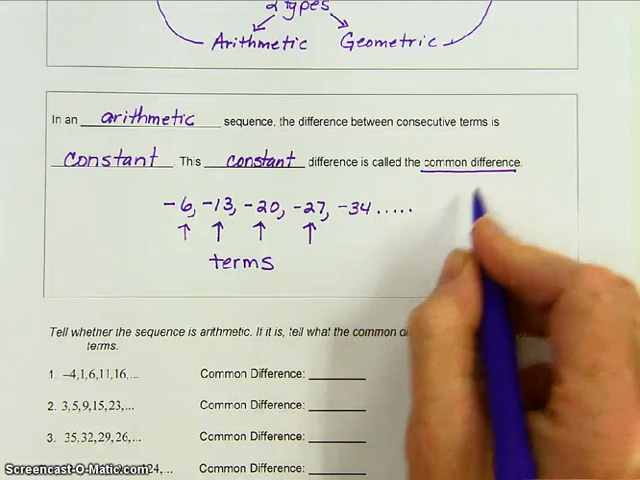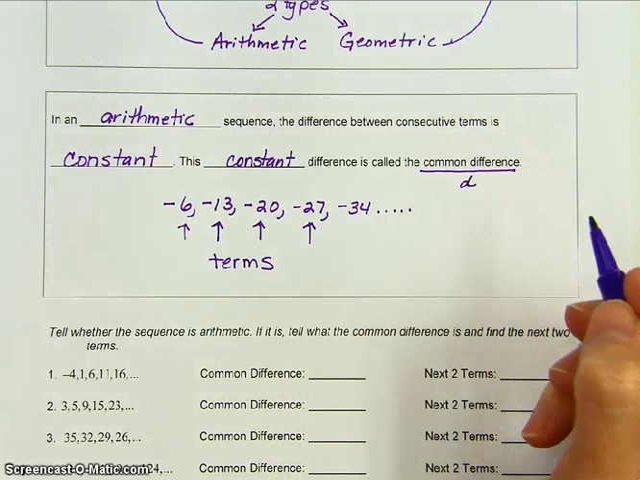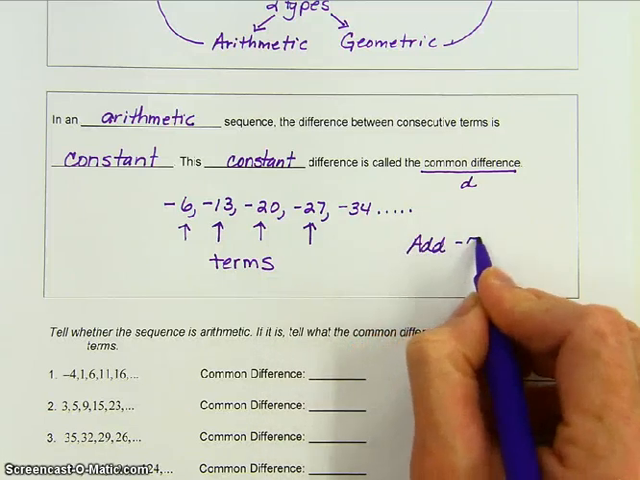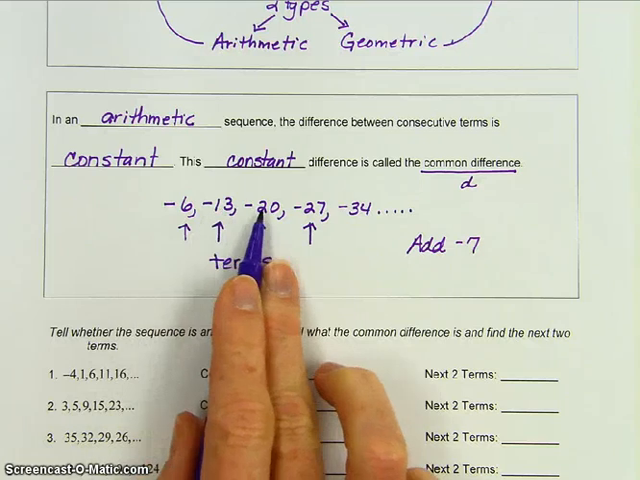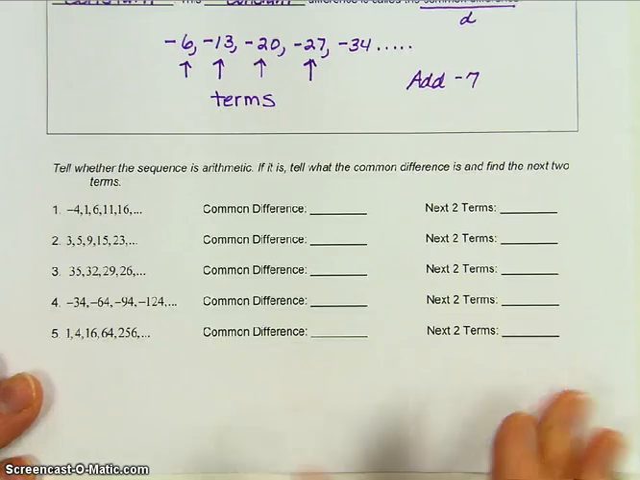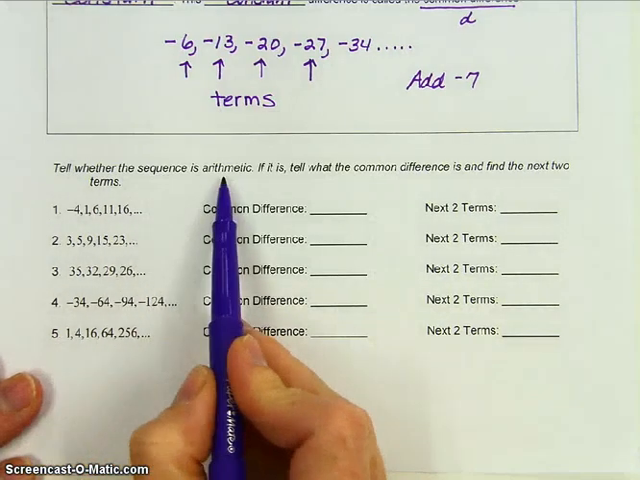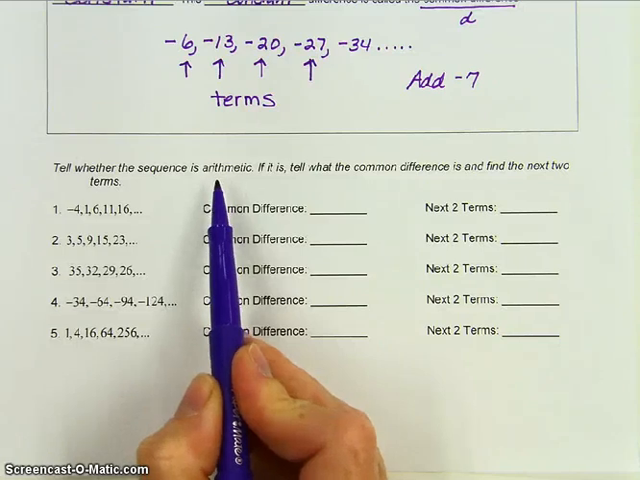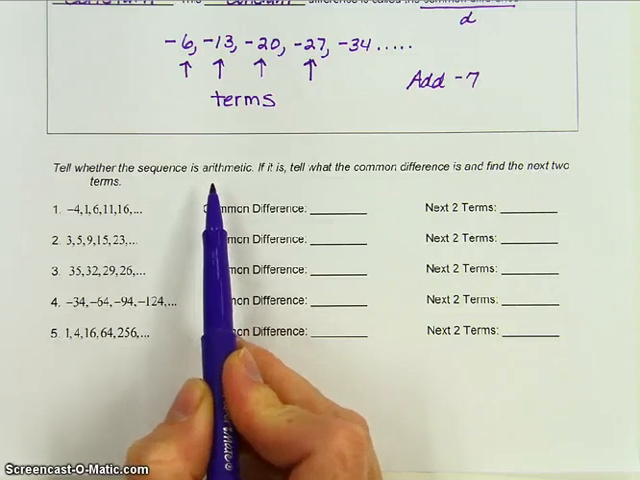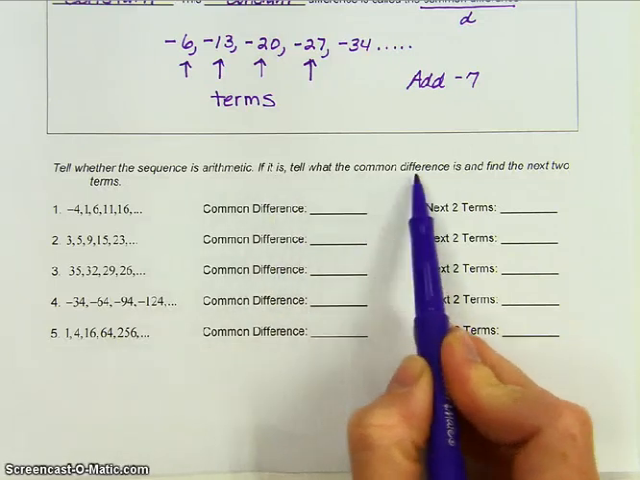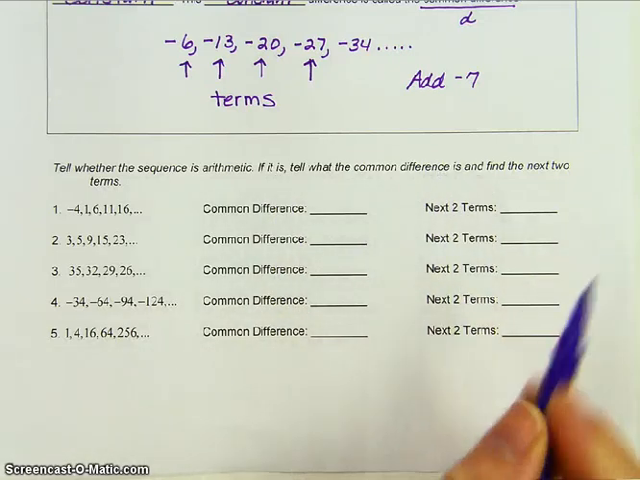So the common difference we normally refer to as d, and here the common difference is when we add a negative 7. And you can see that's how the sequence will go. So the next part here, it says tell whether the sequence is arithmetic. Remember, it must add or subtract. It cannot multiply. It cannot do any other thing such as adding the odds or adding even numbers. If it is an arithmetic sequence, tell what the common difference is and then find the next two terms.